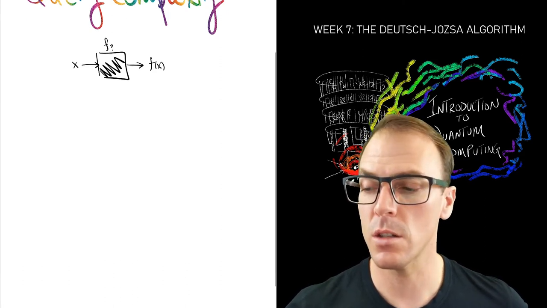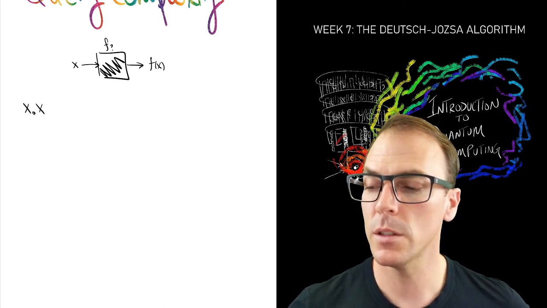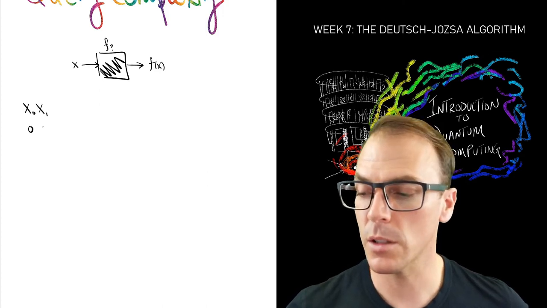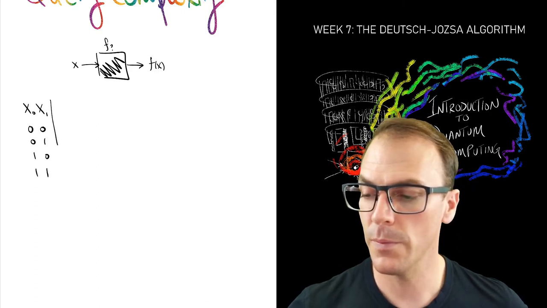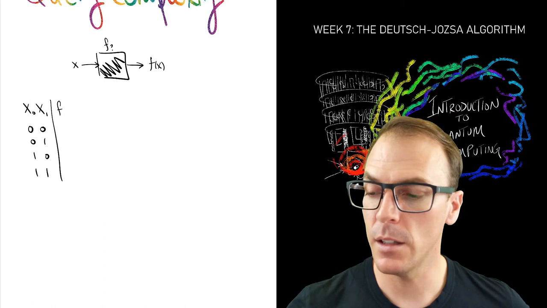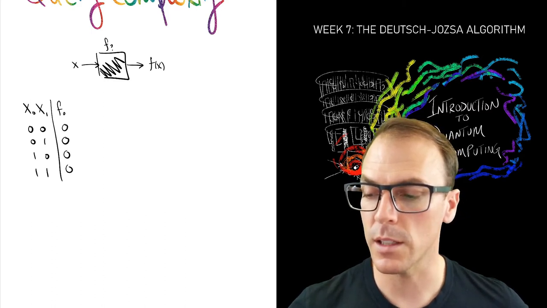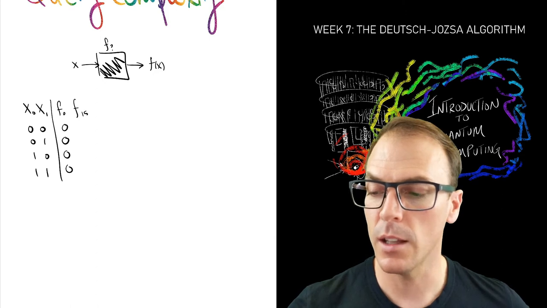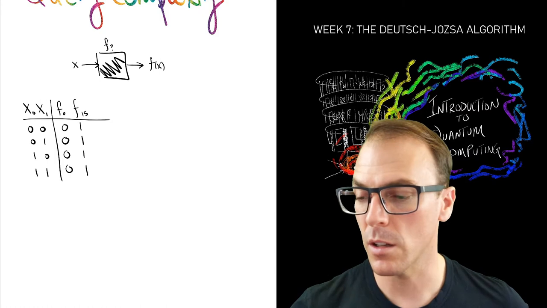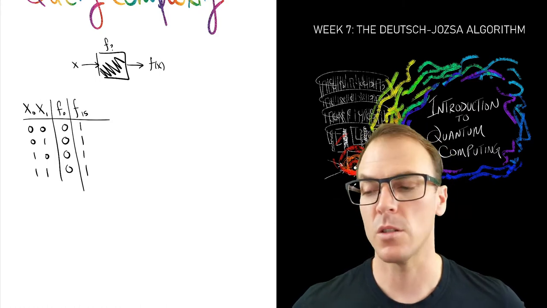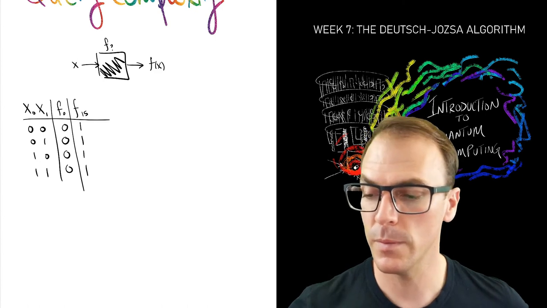And let's just have a little reminder for the two-bit example. So the inputs can be 0,0, 0,1, 1,0, or 1,1. And we had the all 0 function. That's a constant function. And the last one was the all 1 function. And that's another constant function because the output doesn't change regardless of the input.